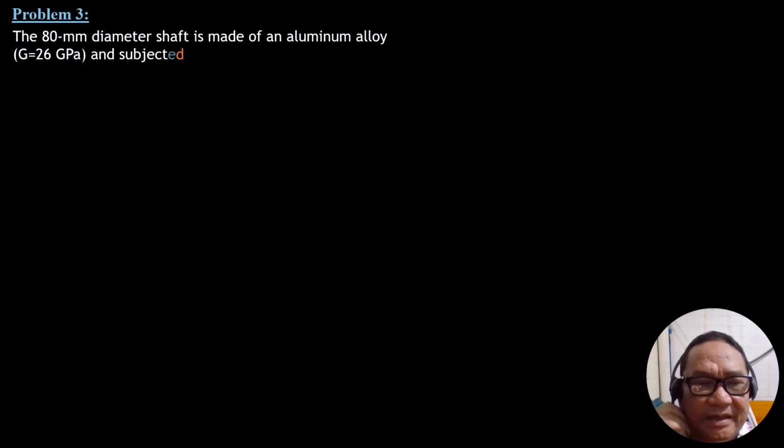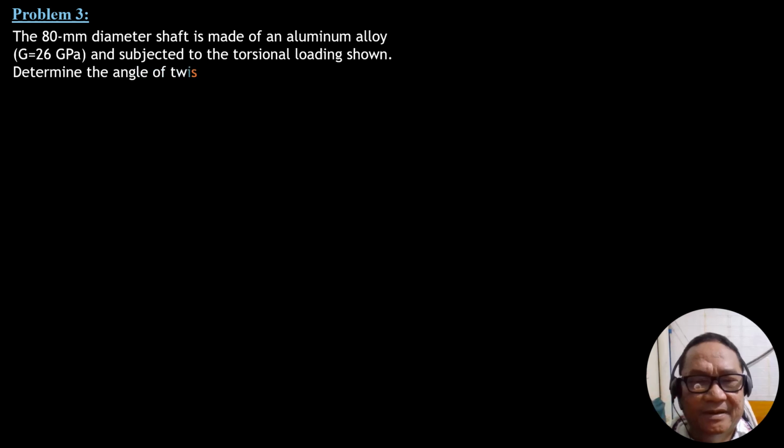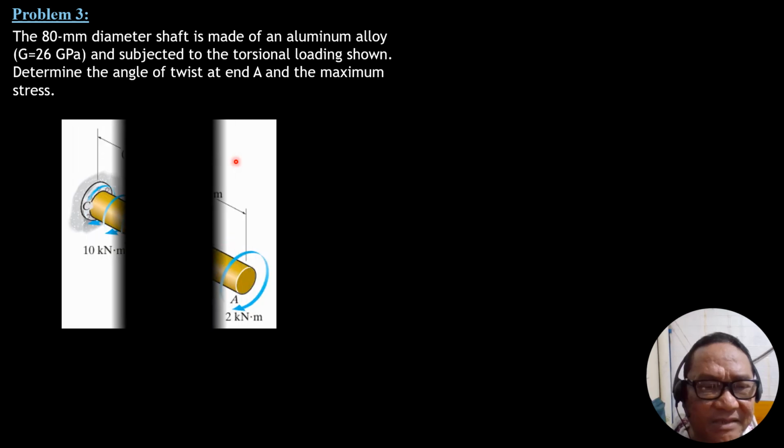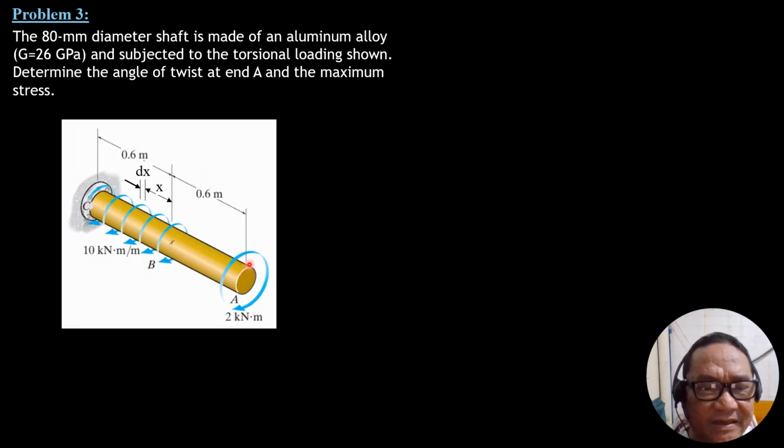Problem 3. The 80 mm diameter shaft of an aluminum alloy with shear modulus 26 gigapascals is subjected to the torsional loading shown. Determine the angle of twist at end A and the maximum stress. So this is the given figure, and we have here a uniform torque in kilonewton meter per meter, and let's call this X.